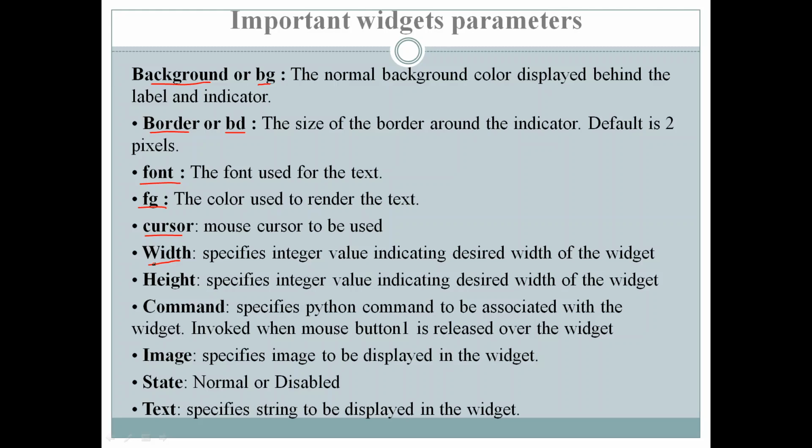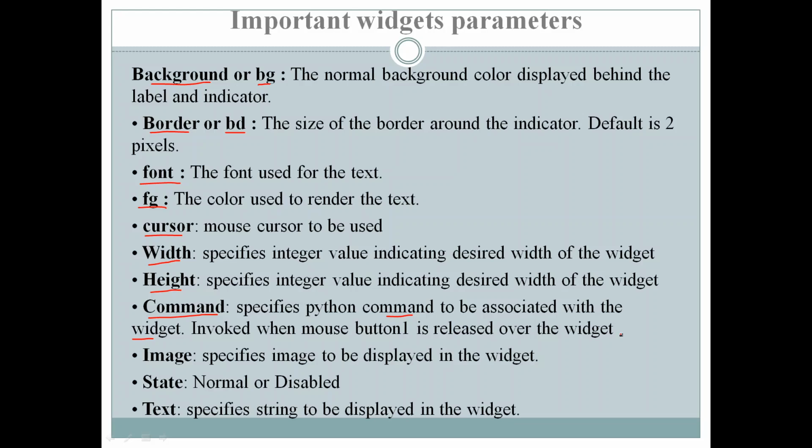If you want to increase or decrease the width of a widget, this can be used. All these parameters, remember, are optional, not compulsory. Only one parameter is compulsory, it is the reference to the top level window. Then you have height, which is used to change the height of a component. Then we have one more important parameter called command. When you use the command parameter, it specifies a Python command to be associated with the widget, invoked when the mouse button is released over the widget. So if you add a command parameter, you can pass a command to it.